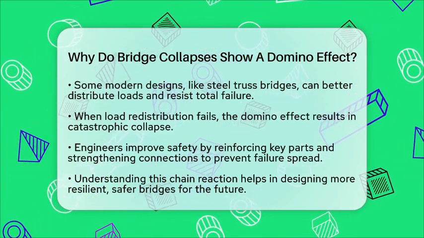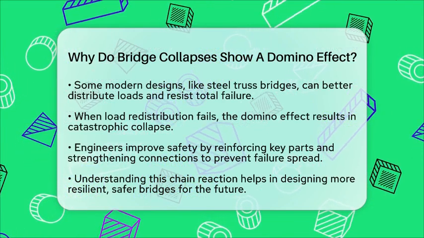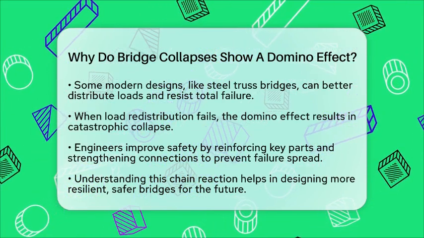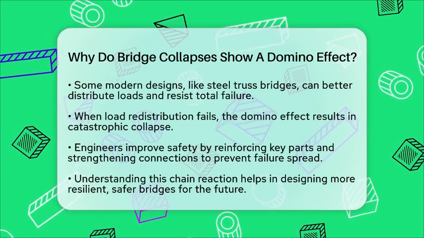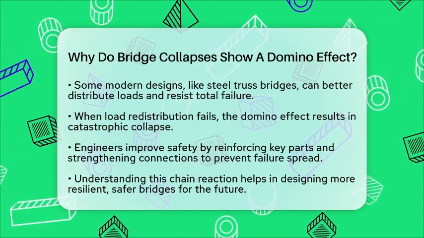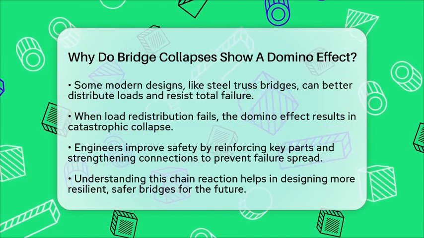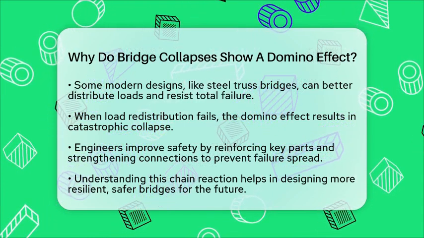Understanding why this domino effect happens helps engineers build safer bridges. They add extra support, strengthen key parts, and improve connections so that if one part fails, the rest can handle the load. This way, they can stop the failure from spreading and prevent a total collapse.